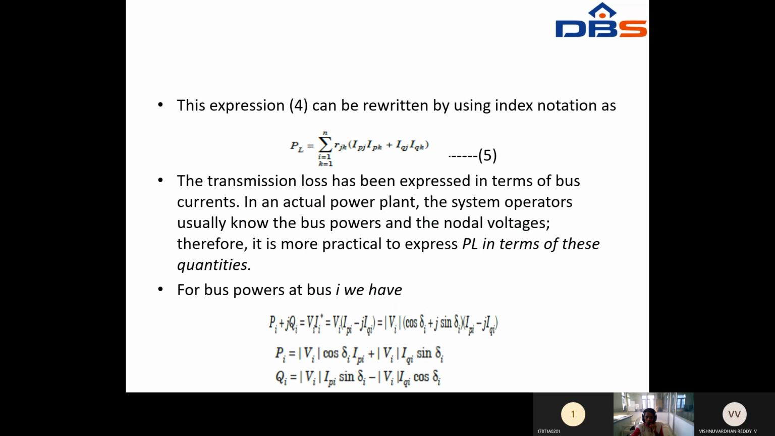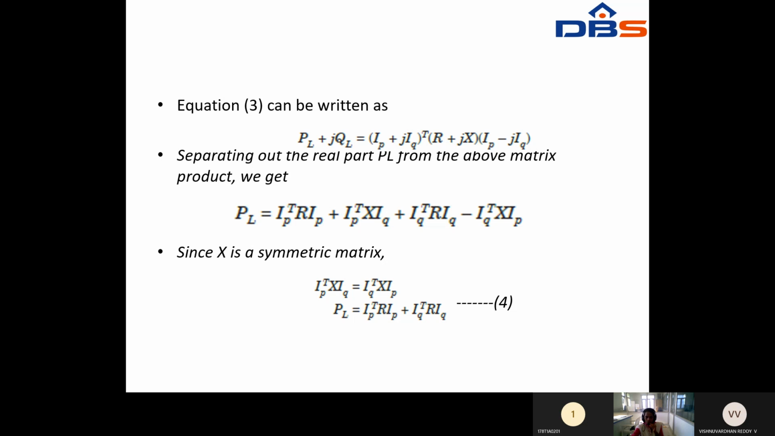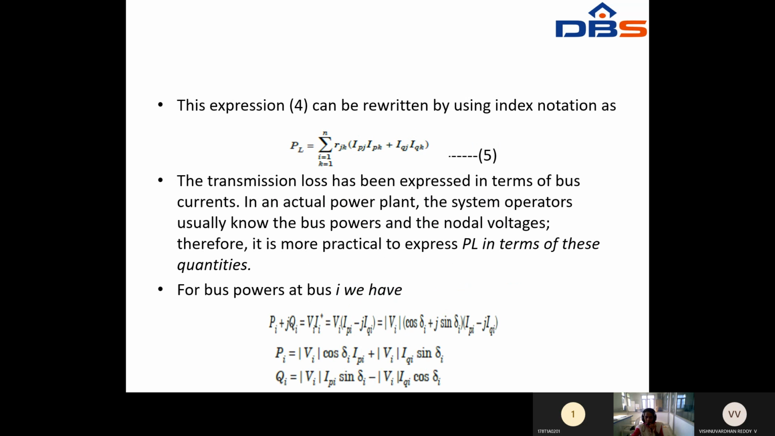Next, this expression 4 can be rewritten using index notation. So PL equals the sum over I equal to 1 and K equal to 1 to N of R_IK into IPI IPK plus IQI IQK. So the transmission loss can be expressed in terms of bus currents.